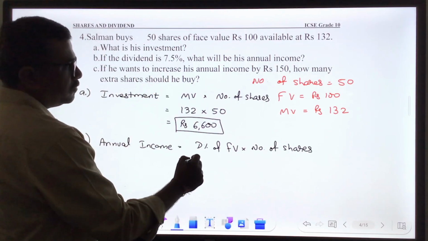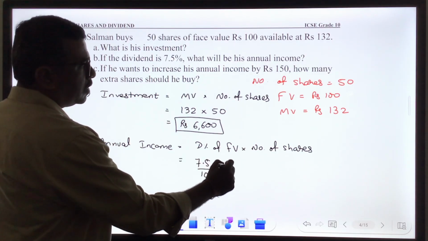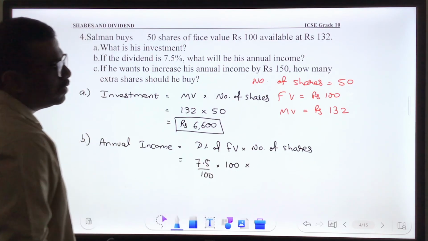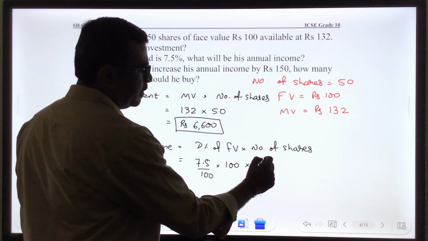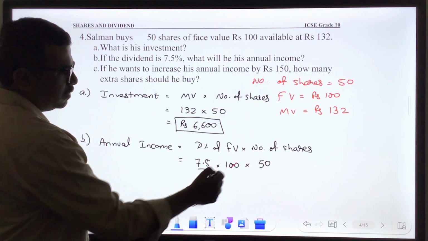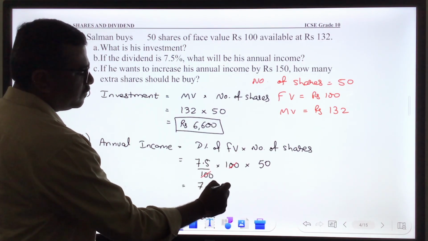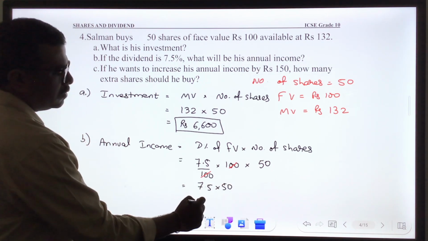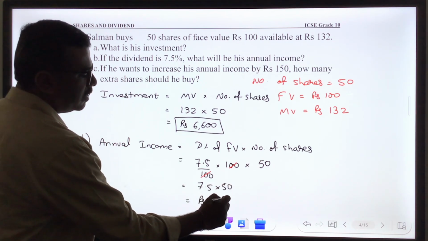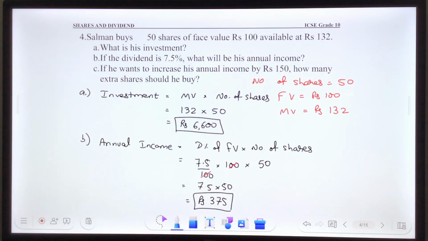So when you put the values, you get 7.5 upon 100 times 100 into the number of shares, which is 50. On simplifying this, you get 7.5 times 50, which is rupees 375. So annual income is rupees 375.